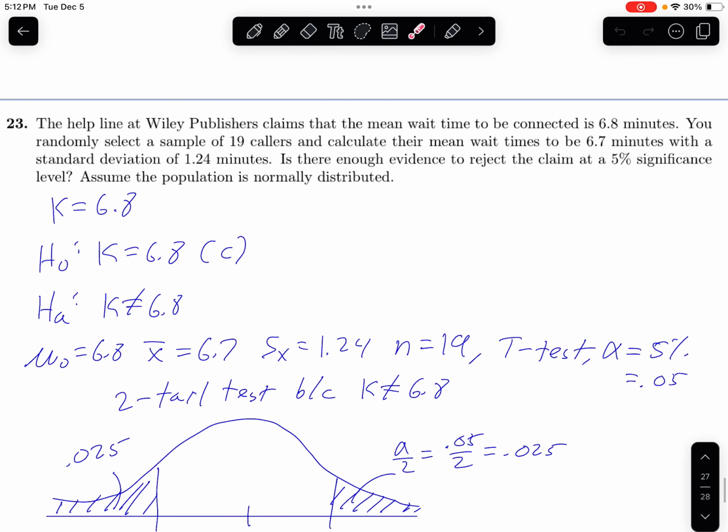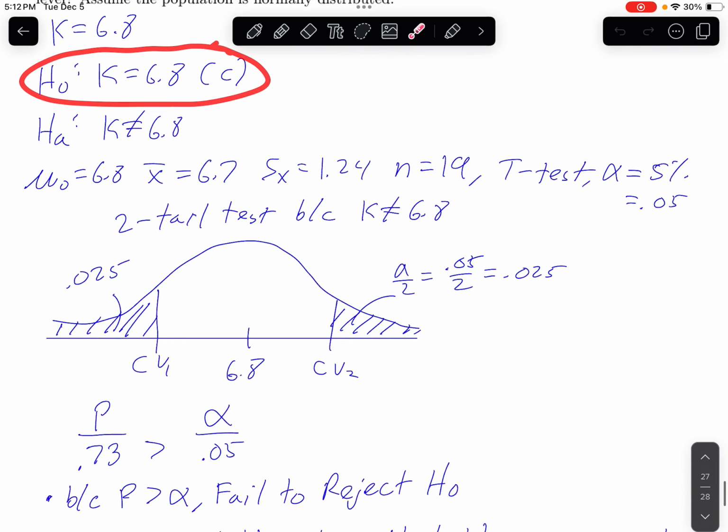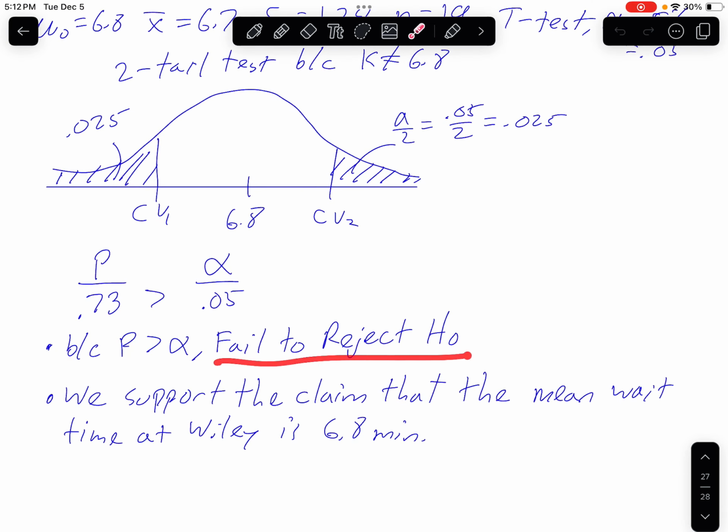So do we support this claim? Remember, if we are rejecting or failing to reject the null hypothesis, that does not automatically mean we are supporting the claim or not supporting the claim. In this case, because the claim and the null hypothesis are together, failing to reject the null hypothesis means that we are supporting the claim. That the mean wait time at Wiley is equal to 6.8. Sorry about that.